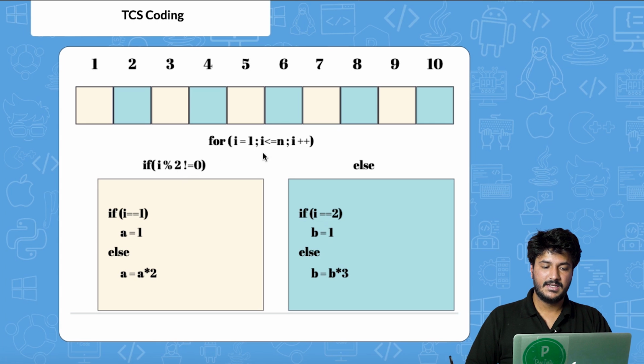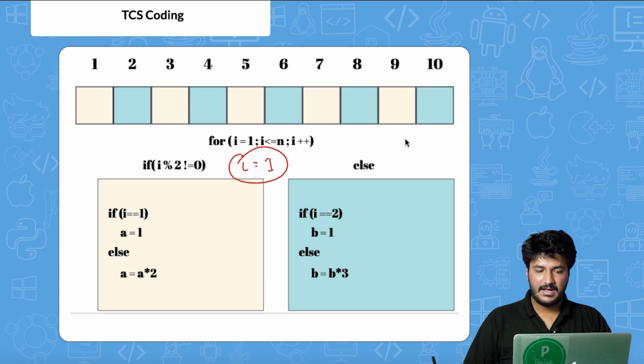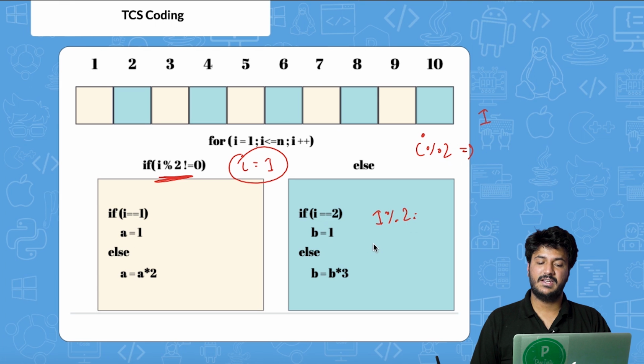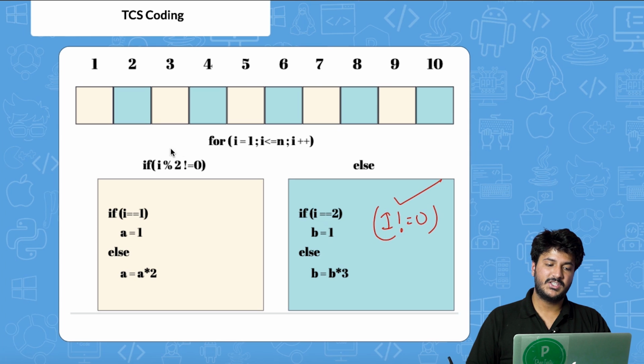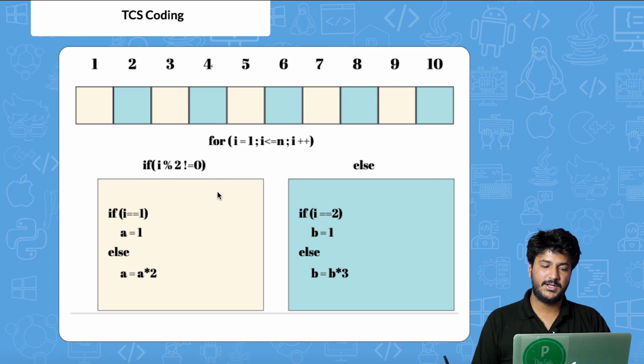Here also we are using i. Initially when i is equal to 1, we evaluate i % 2, that is 1 % 2. There's a difference between percentage and divide: percentage essentially gives you the remainder. When we divide 1 by 2, the remainder is 1, and 1 is not equal to 0, which is true. So this if condition is true, and this logic will be applied.